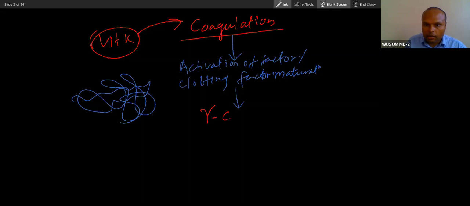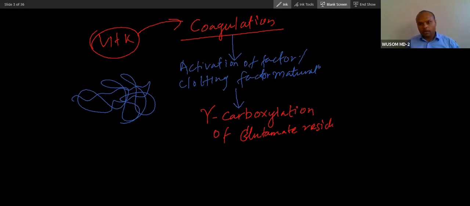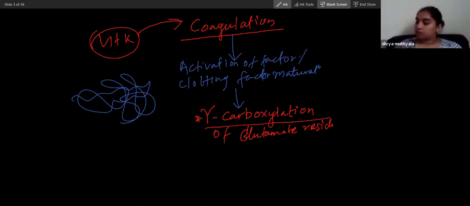gamma carboxylation of glutamate residue. Okay, will you remember this terminology? K for gamma carboxylation, K for carboxylation, K for coagulation. Yes, sir. This coagulation factor protein undergoes gamma carboxylation of glutamate.